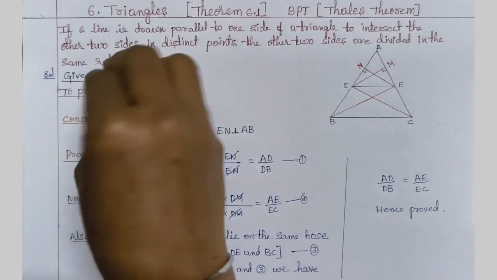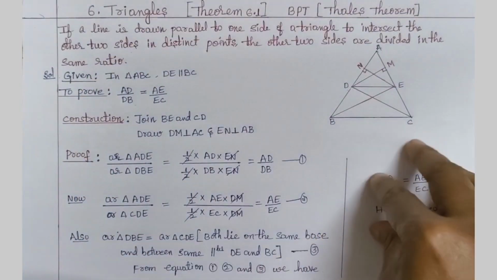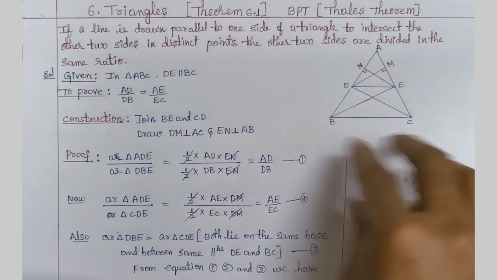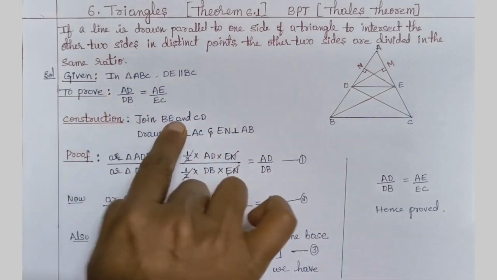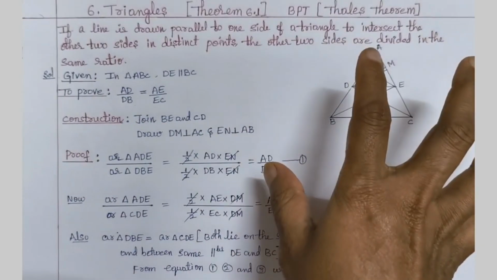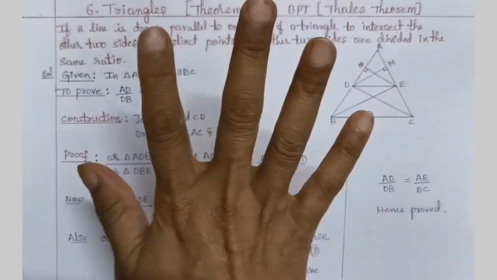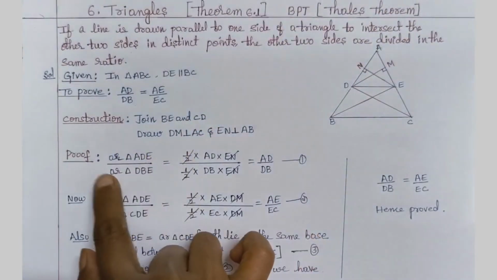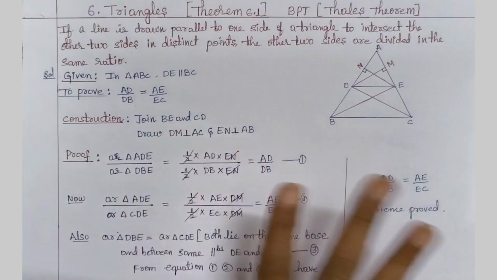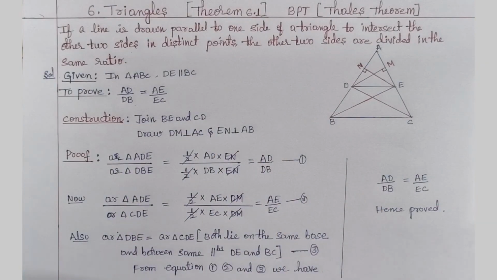To prove means what we have to prove. Finally, what we have to prove, that one you write to prove. Construction means in this question, any constructions you are doing, you write in the construction. If construction is there, write the construction. Otherwise, don't write. Okay. Next the proof. Proof means what? Whichever procedure you are following, that is the proof. These 4 things we have to write in the theorem.